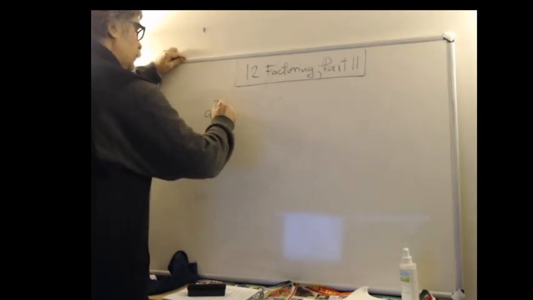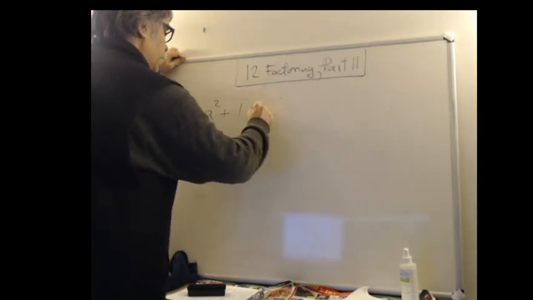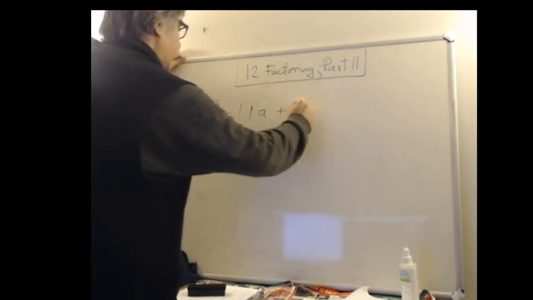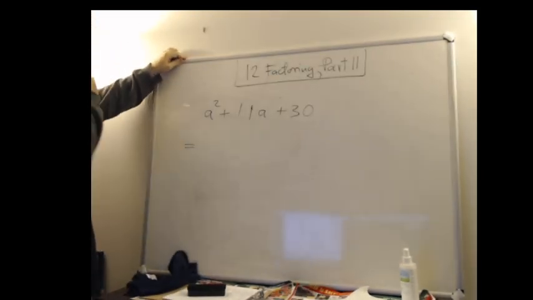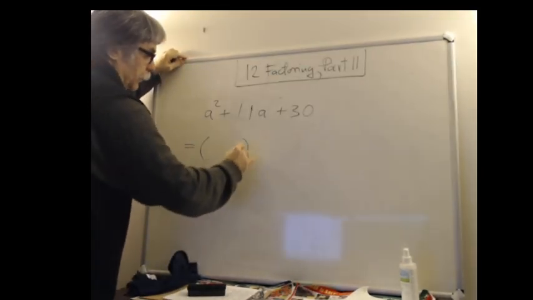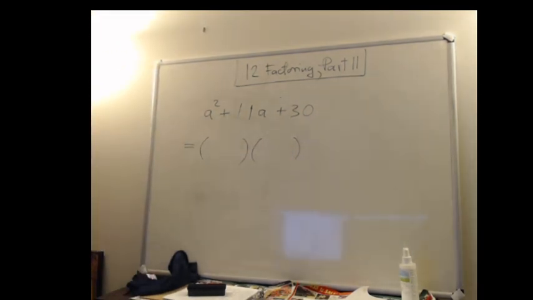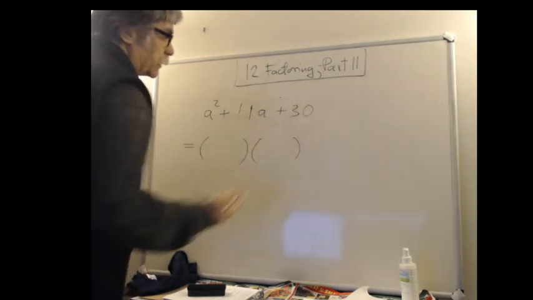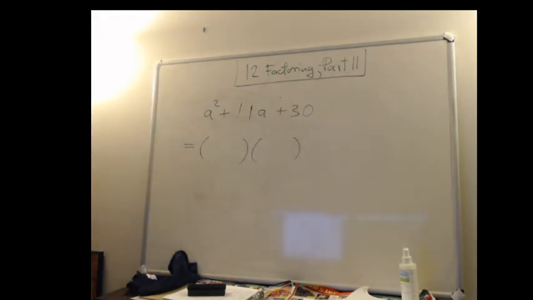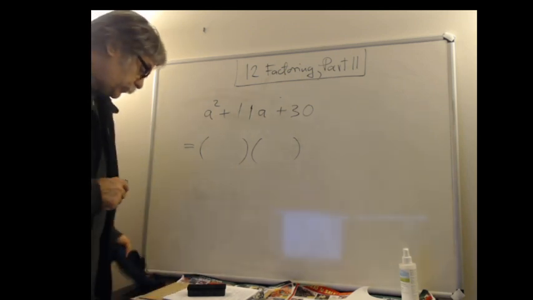a squared plus 11a plus 30. Again, the initial thought should be about the common factor. You don't have any common factor. You have an a times a here, there's only a here, so the idea about the common factor is not going to work. What else can you do?